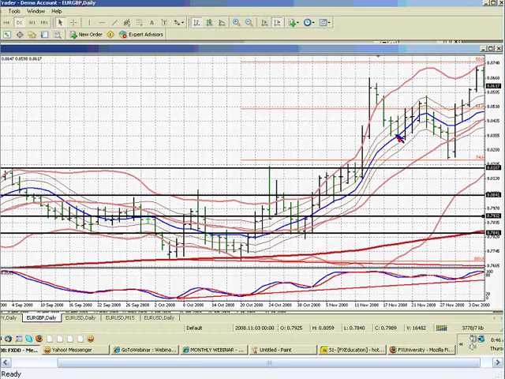Just like we are waiting for the pullback to initiate a long position from the best price level possible, we're going to first see the price hit the MAs. Possibilities of it bouncing off on the first attempt are huge. Therefore, stay out of the market. Do it on every time frame.